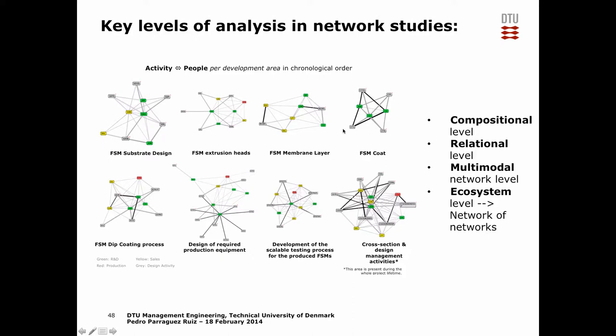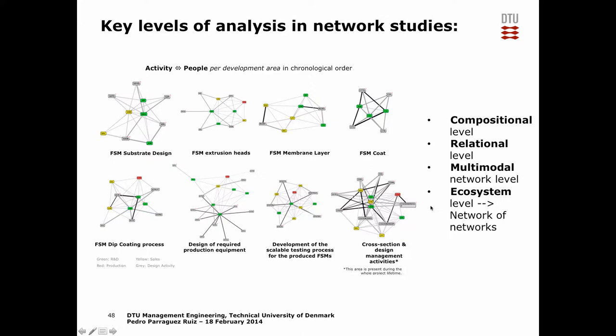At the compositional level, you have the people, in this case, activities, and you can see, well, compositionally, we have so many people from marketing, so many people from production, and that will be the composition. It was basically counting. And this is what we do usually with surveys that are not network surveys. We basically count. Then we have the relational layer where we say, okay, how are these components, how are these people connected? What are the patterns of those connections? And the relational layer is the first layer that is actually talking about network analysis.